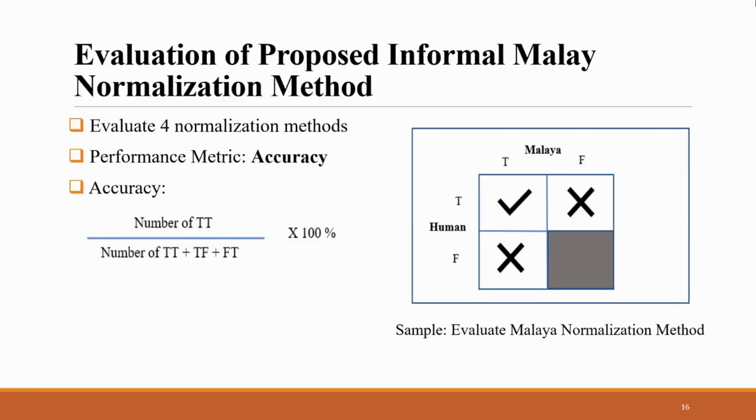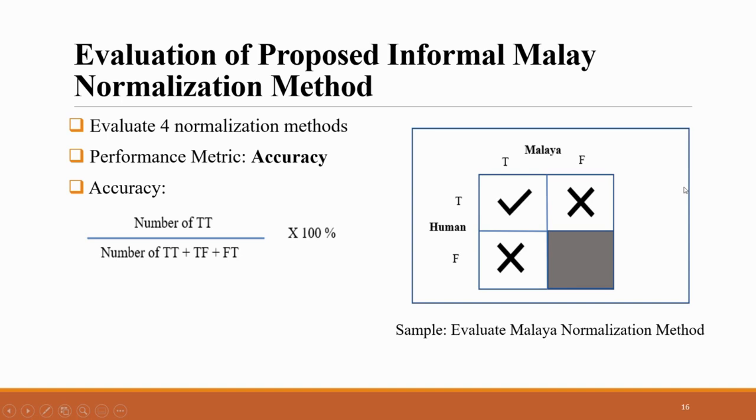So the next part is evaluations of a proposed informal Malay word normalization. Four different normalization methods are being evaluated here, and the performance metric used is accuracy. The accuracy can be calculated as the number of TT divided by the number of TT plus TF and FT, multiplied by 100%.